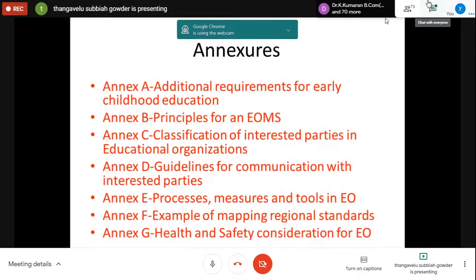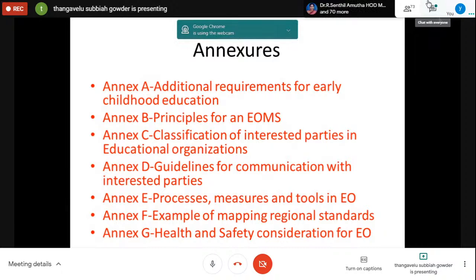In the ISO 21001:2018 version, there are annexes. This is a note, an additional point. It is a guidance note. We may take it into consideration wherever it is required.